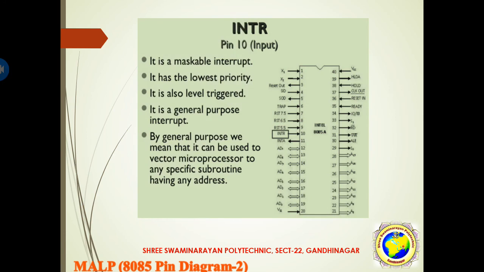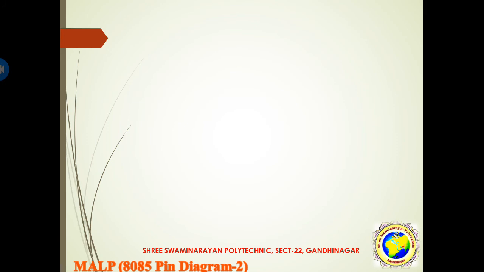Then next is the INTR interrupt. The interrupt pin is a maskable interrupt with the lowest priority. It is also level triggered. It is a general purpose interrupt. So here the interrupt pin number is 10.